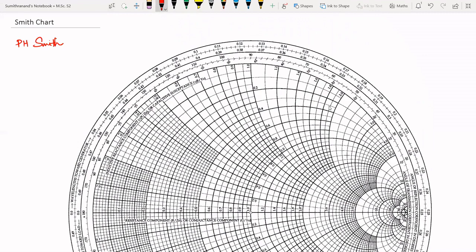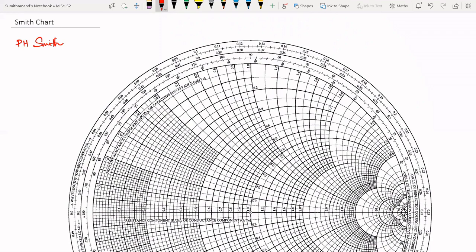Don't panic seeing this figure. You may feel that it is very complicated, but it is an easy graphical tool which helps us to calculate the reflection coefficient, voltage standing wave ratio, impedance, etc. It makes our job very easy. So it is just a graphical tool to make our calculations simple.